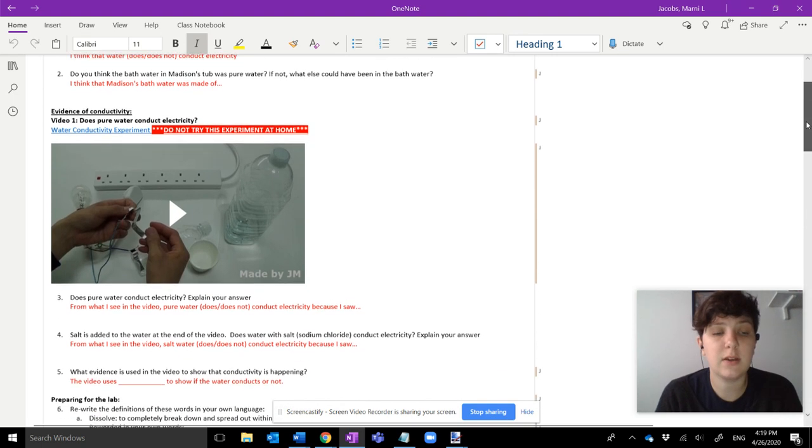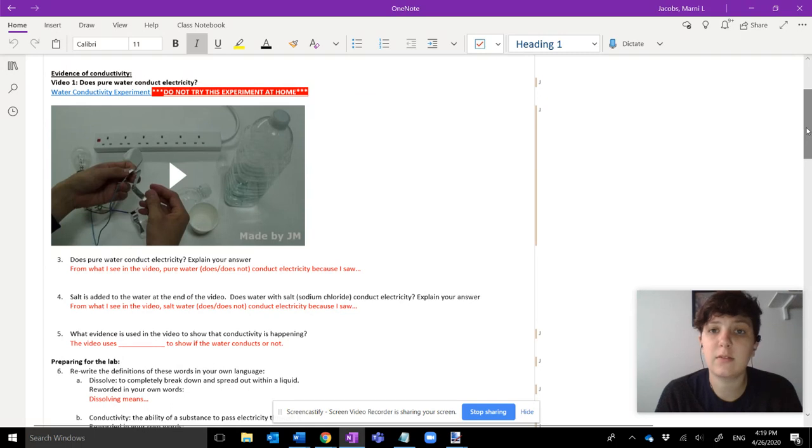The next part of this lab is talking about the evidence that we're going to use to talk about conductivity. In this video, it's going to show you a light bulb that's connected into a circuit where two parts of the circuit are in first pure water, and then they're going to mix some salt into the water. And I want you to watch that video and see what happens. The 3 questions right after this video are going to ask you about what you saw.